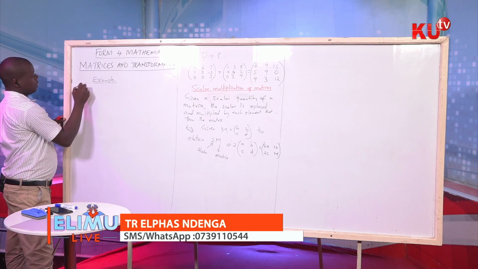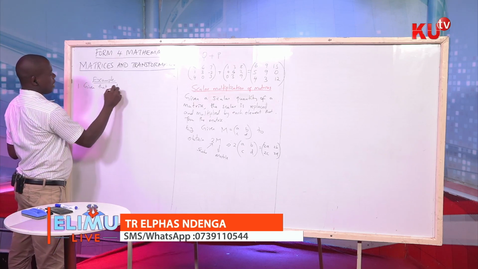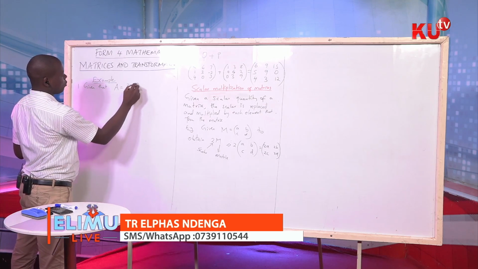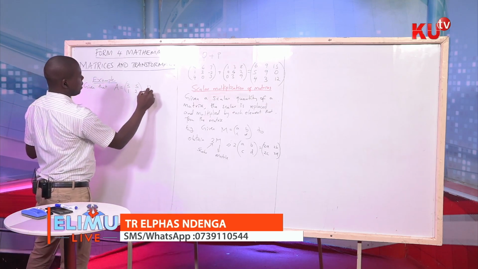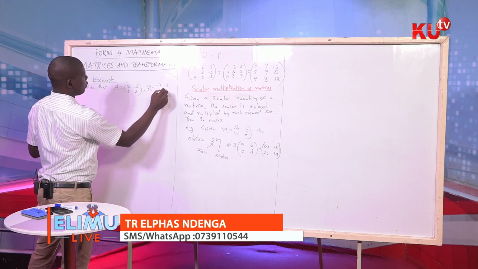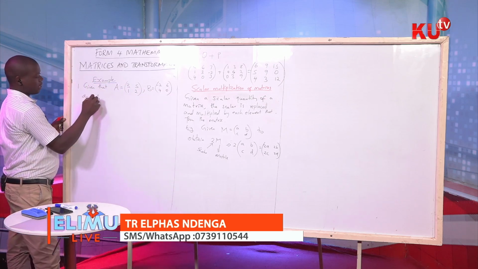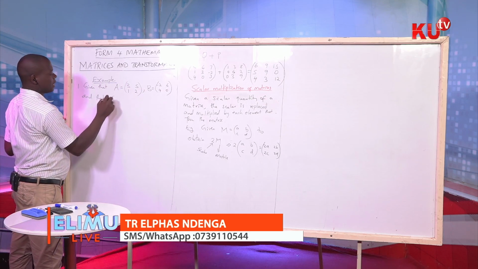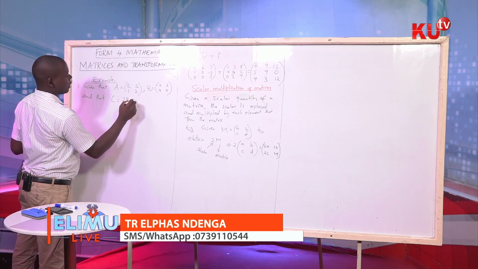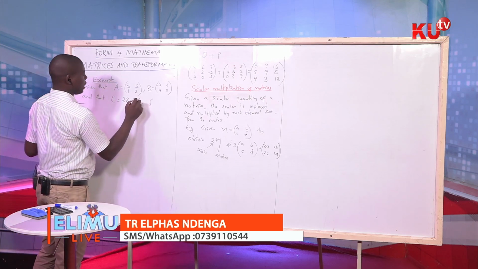Number 1, students. Given that A is the matrix 3, 5, 1, 2, B is the matrix negative 2, 6, 4, 0, and that matrix C is 2B minus 3A. That is 2B minus 3A.